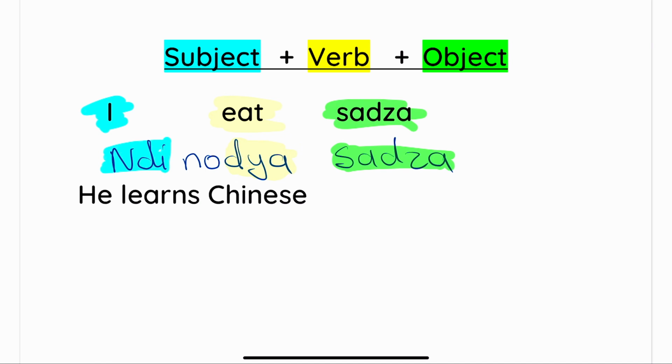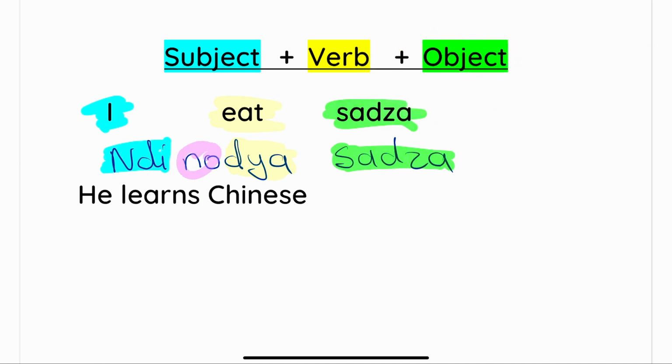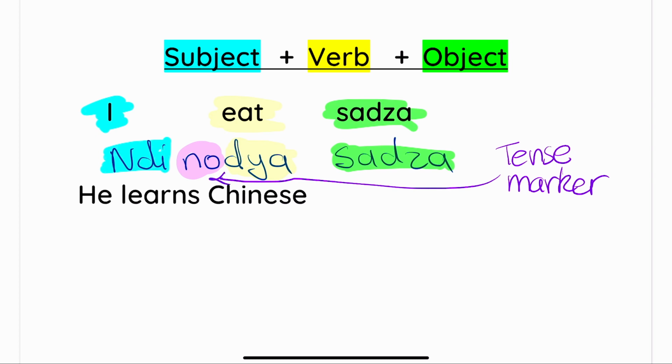So what is this little no in the middle? What does this stand for? This little no is our tense marker. No tells you that it is present tense. So, I, present tense, eat sadza. I eat sadza. Let's try the next one.